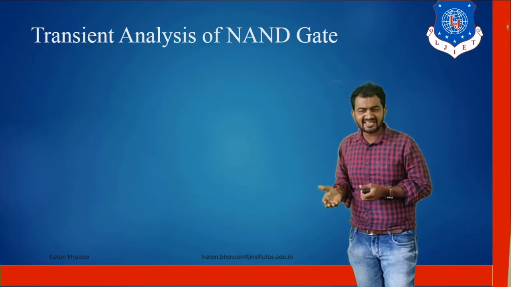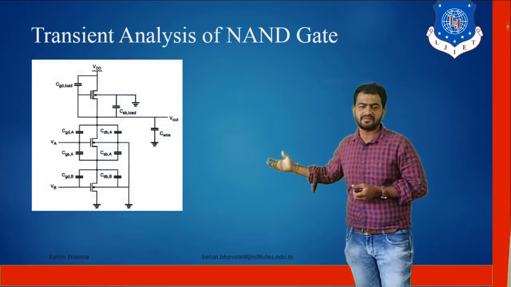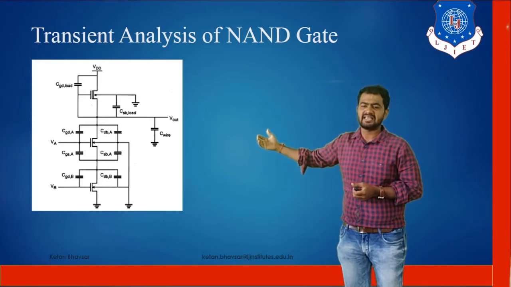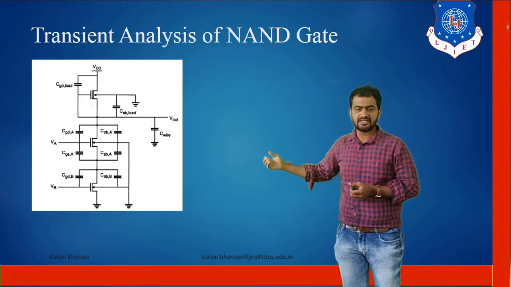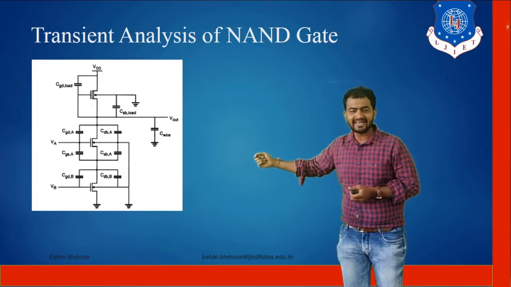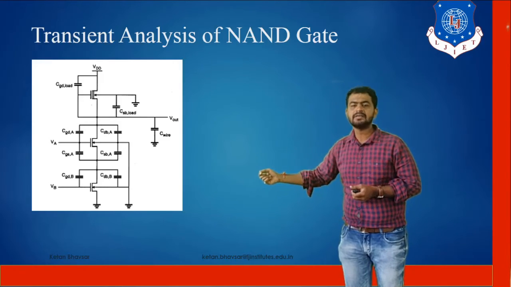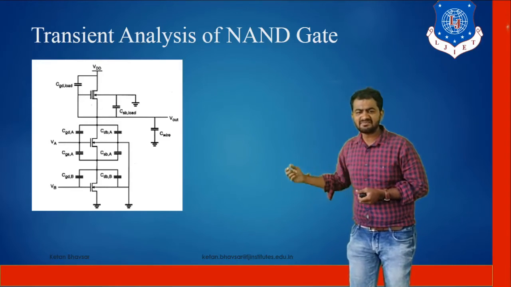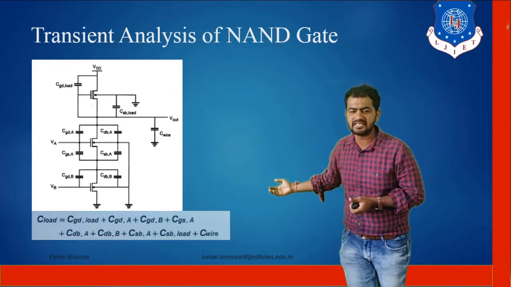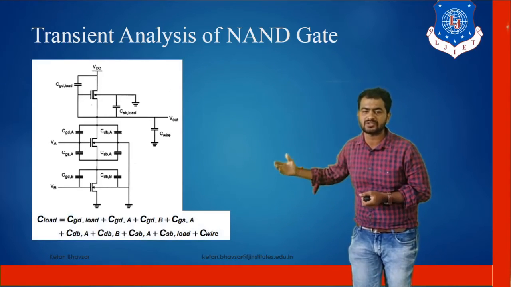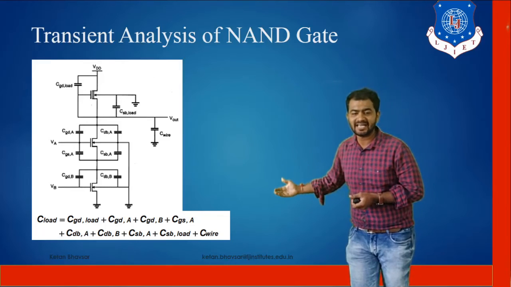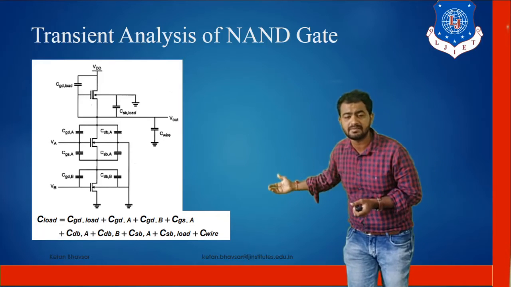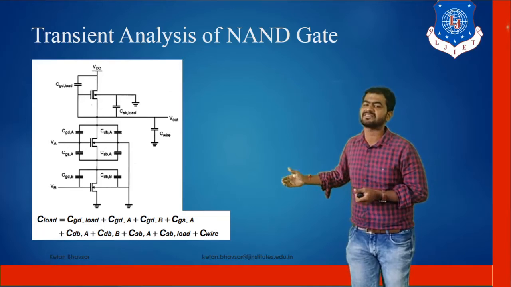Now we move on to the transient analysis of the circuit, and for the transient analysis we have different types of capacitance. As you can see, the CGD load configuration, CSB load configuration, C bias, CGDA, CDBA, CGSA, CSBA, and similarly for the B configuration. We have a total equation like this: C load is equal to CGD load plus CGDA plus CGDB plus CGSA plus CDBA plus CDBB plus CSBA plus CSB load plus CY.